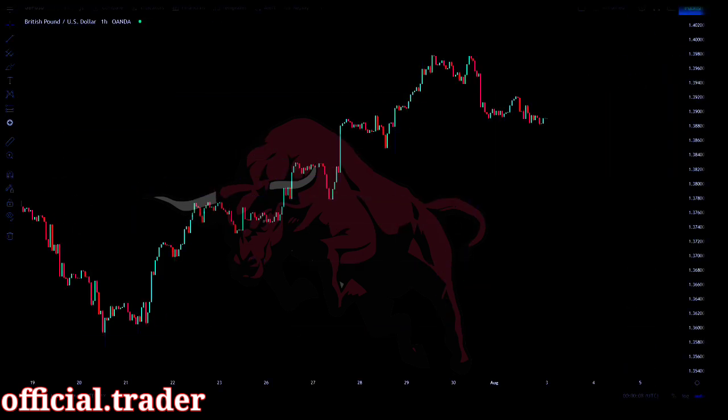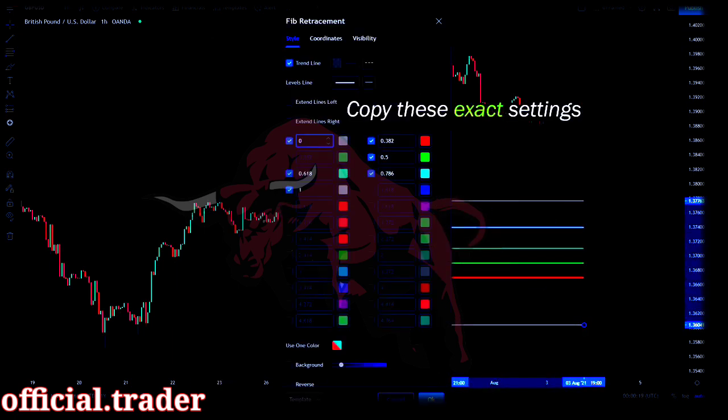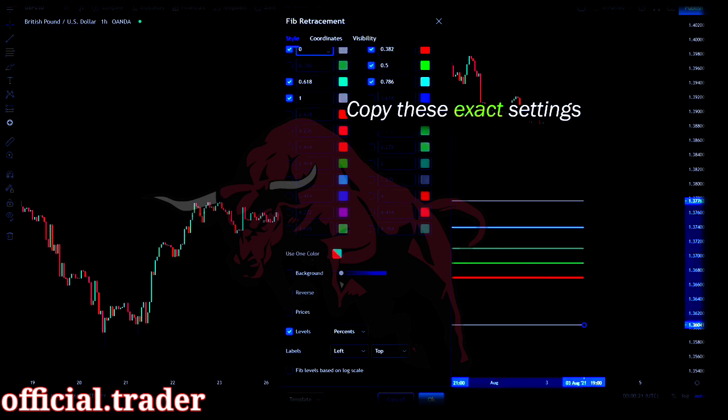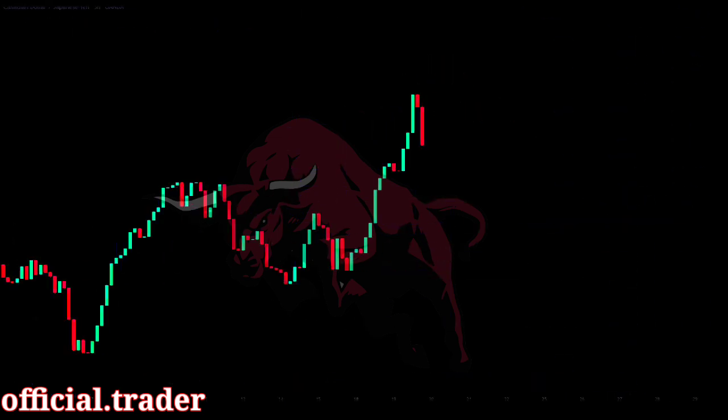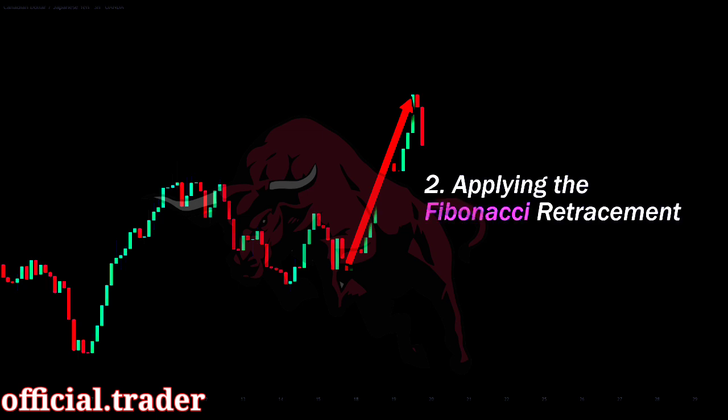Now, if you're using TradingView, the Fibonacci tool can be found on the right side of the screen. So you click it and select Fibonacci Retracements. Now for the settings, I want you to copy this exact value so that it'll be easier for you to follow along. And so here's how you apply the tool onto your chart. So the first step is you want to find a clear trend. Like in this example, here we can see that the market is clearly moving upwards.